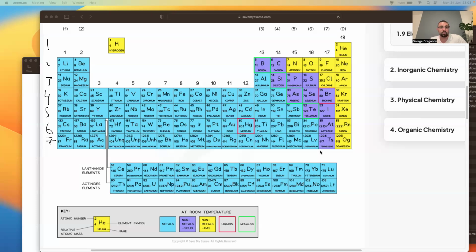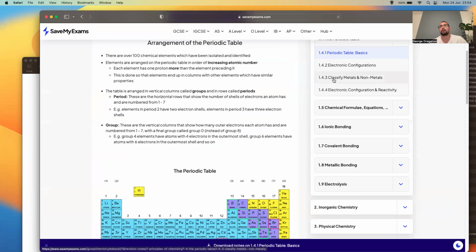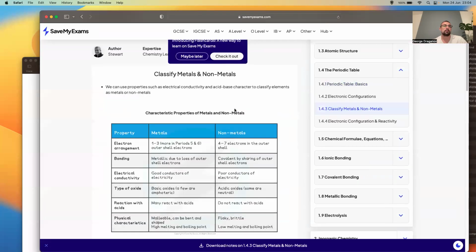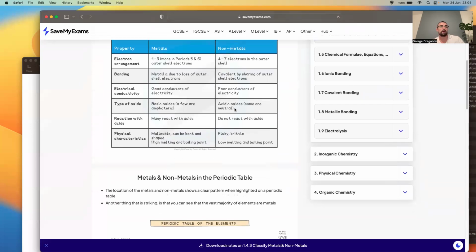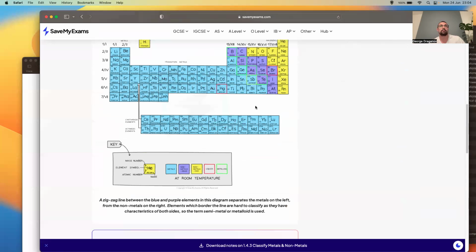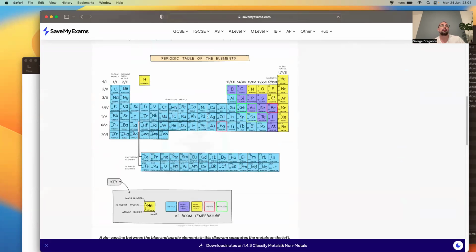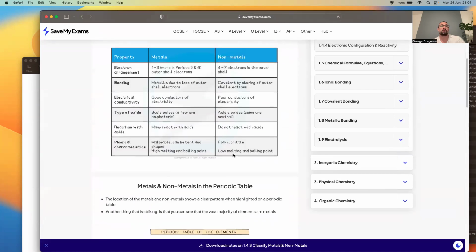Now, what you're supposed to know is about the acid-base character of the oxides of the metals and non-metals. So let's have a look. The key properties to look out for. As we said, we have a zigzag line here, and we can have metal oxides or non-metal oxides.